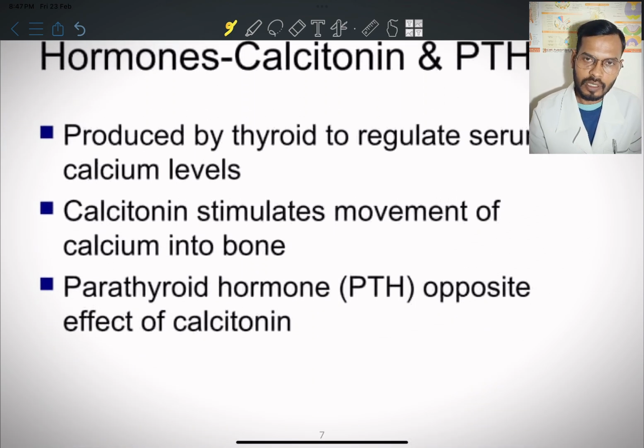Hormones calcitonin and parathyroid hormone regulate serum calcium level. Calcitonin stimulates movement of calcium into the bone, and parathyroid hormone has the opposite effect of calcitonin.